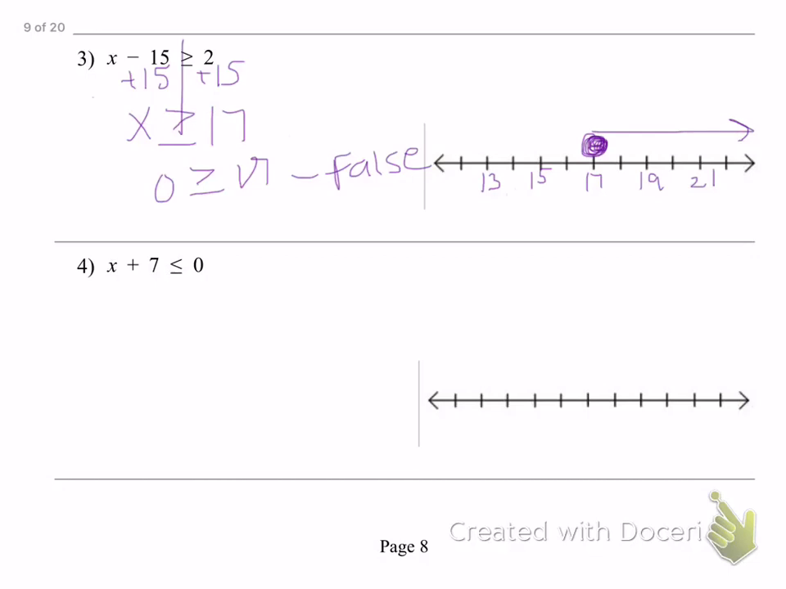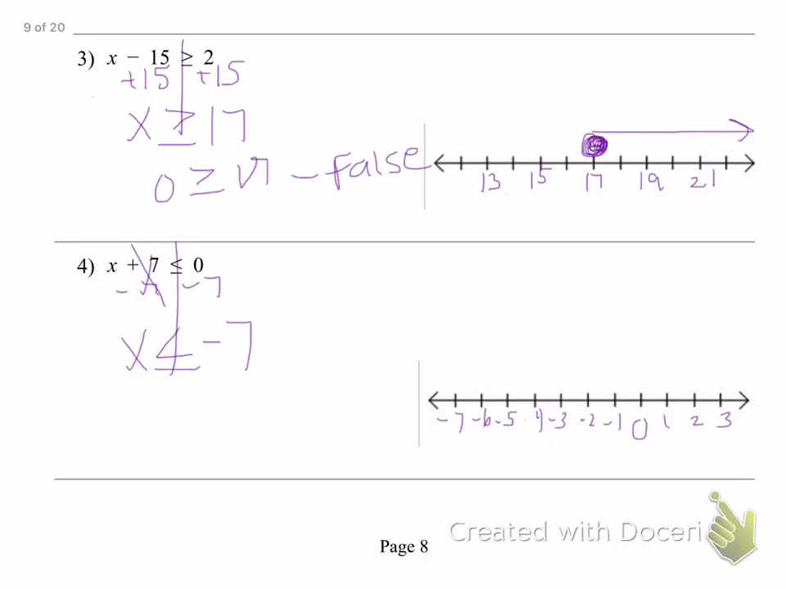And then lastly, number 4. So let's move over our 7 by subtracting. So these will cancel out. So we have x is less than or equal to negative 7. So we'll put our 0 here, and let's just fill in this entire number line. So we'll have negative 1, negative 2, negative 3, negative 4, negative 5, negative 6, negative 7. And then 1, 2, 3. Got our positive numbers. Alright.